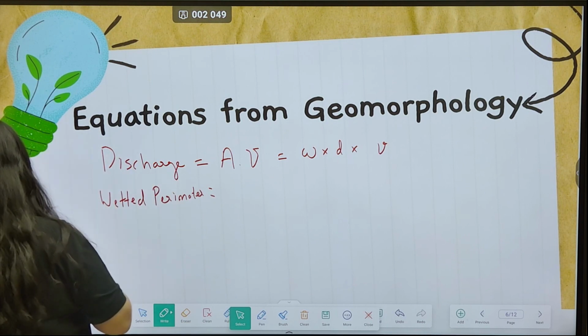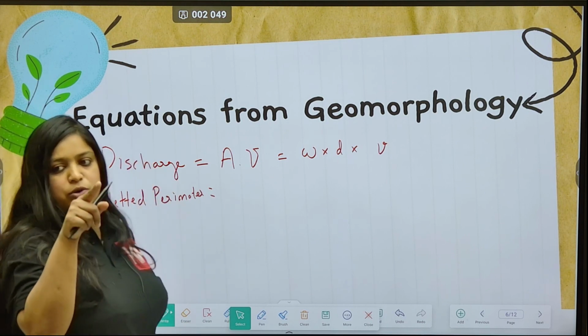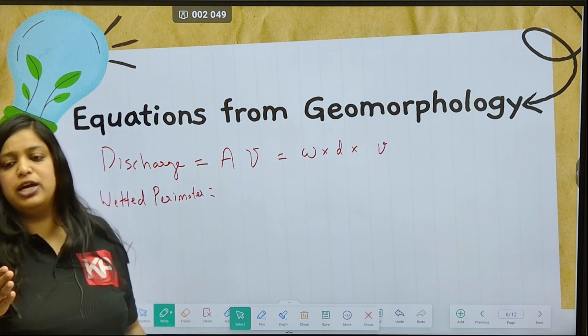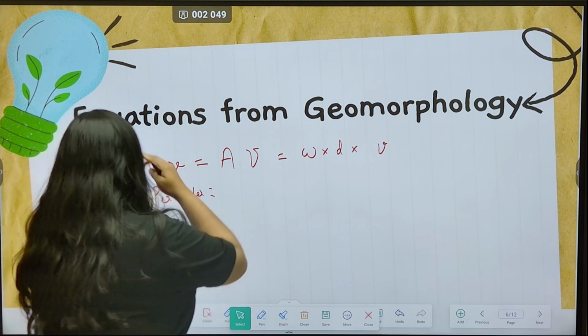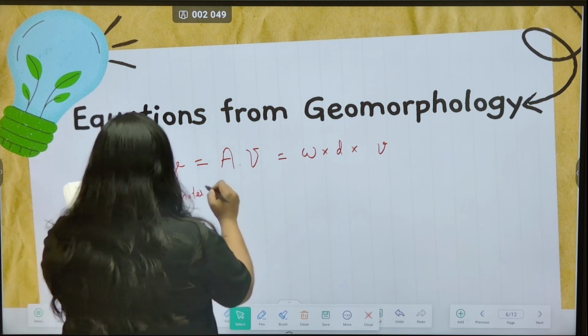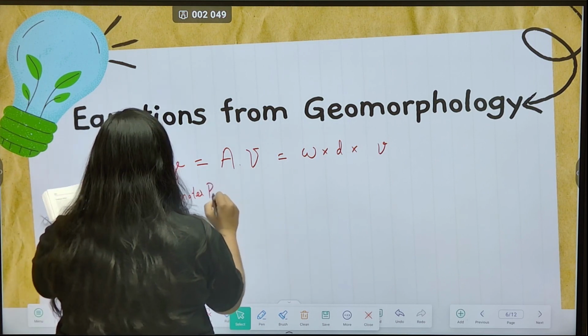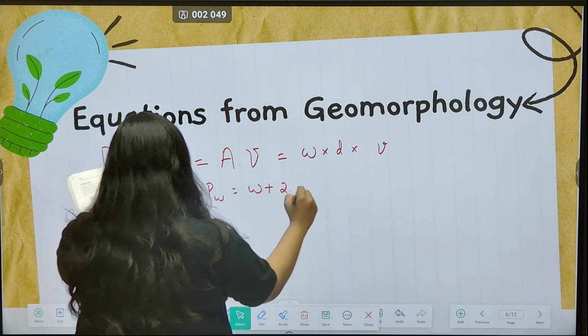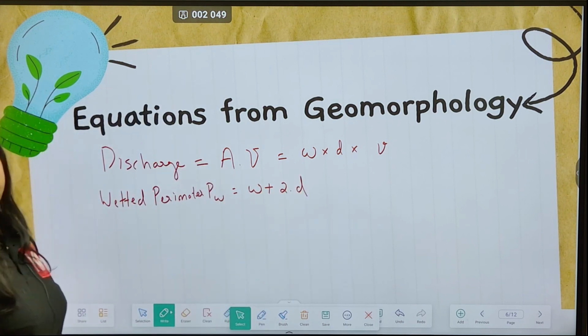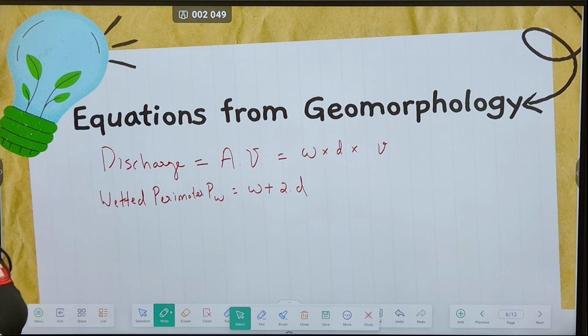Wetted perimeter is the length of the boundary in which water is in contact with the channel. That's what is called the wetted perimeter. The equation for wetted perimeter, PW, is equal to the width of the channel plus 2 times the depth of the channel. Wetted perimeter is simply the width of the open channel plus twice the channel depth.